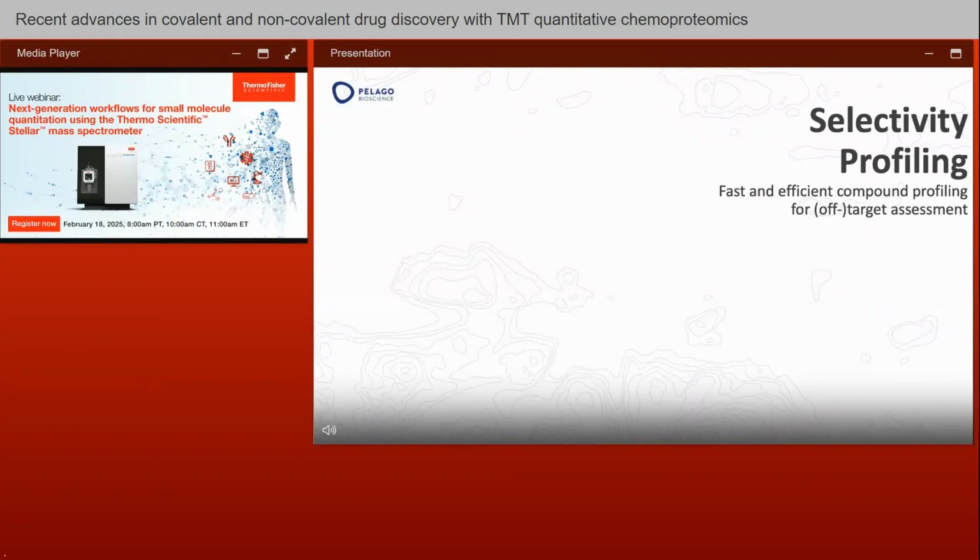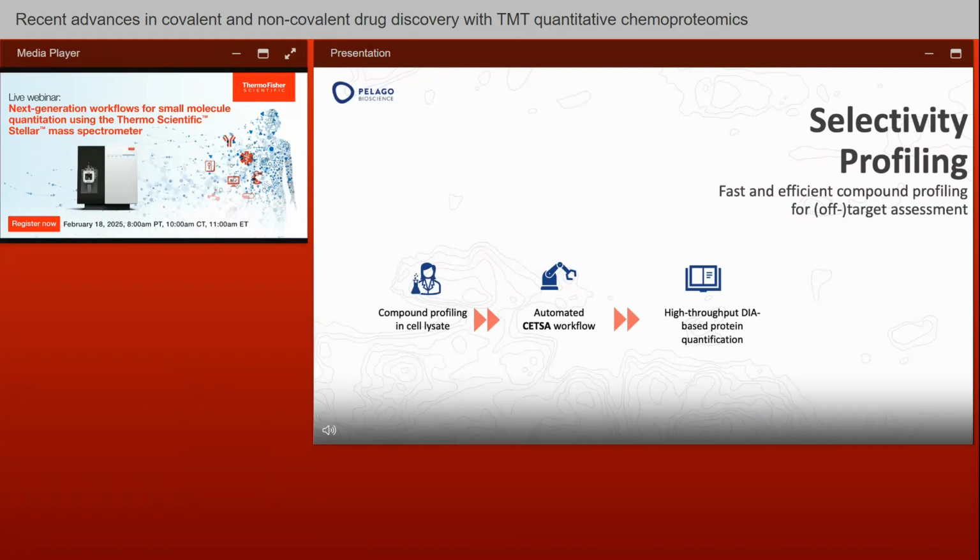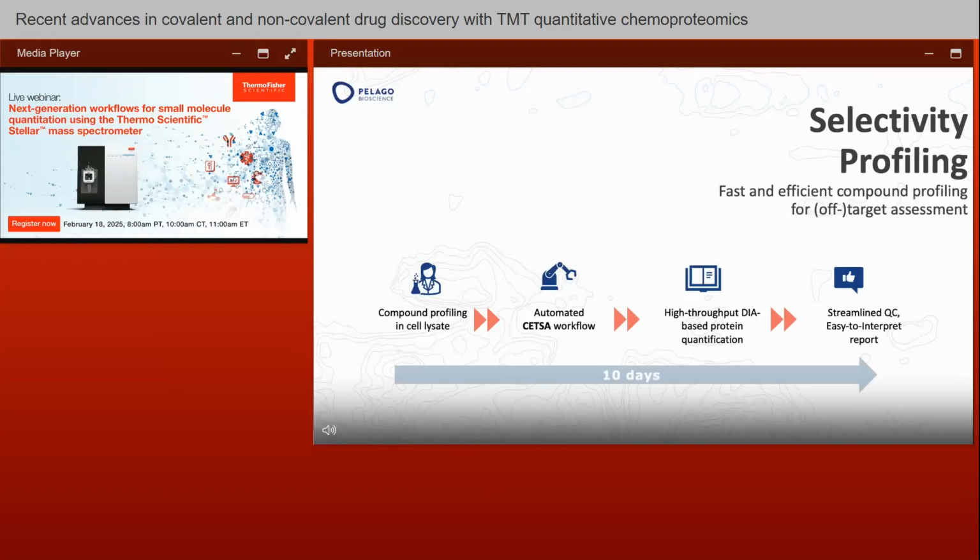And now we offer our clients a selectivity profiling service, in which we profile compounds in standardized cell lysate using an automated workflow and high-throughput DIA-based protein quantification with a streamlined QC, an easy-to-interpret report, and we deliver all of it within 10 days from submission of the compound.